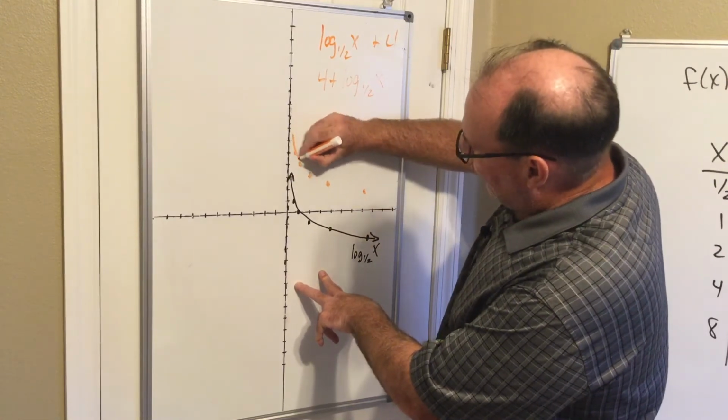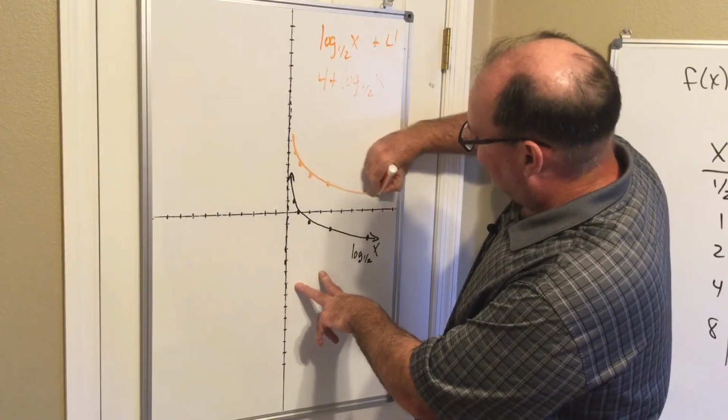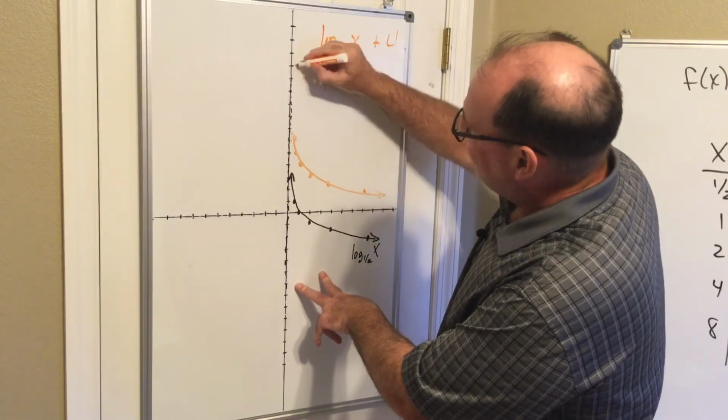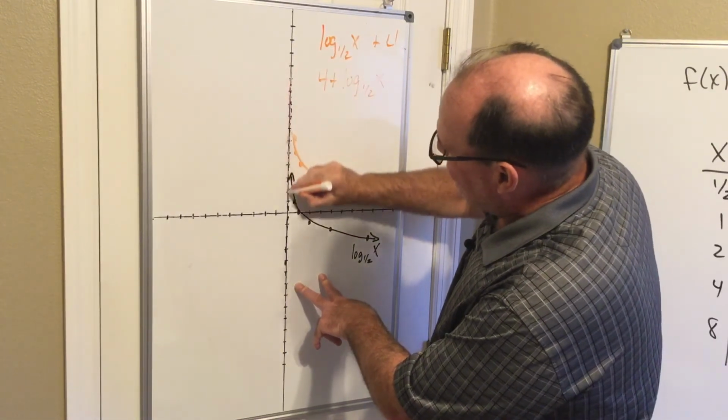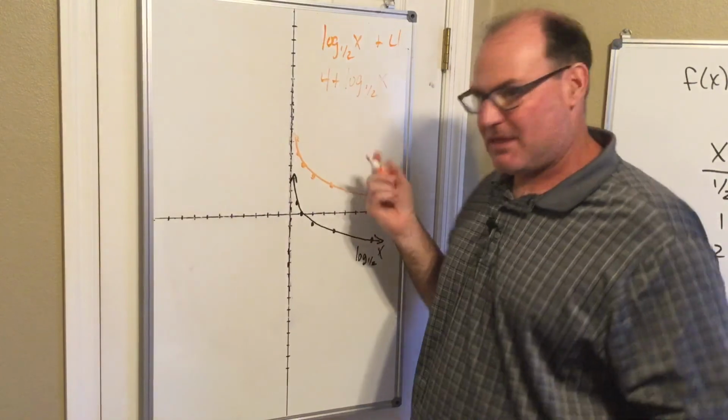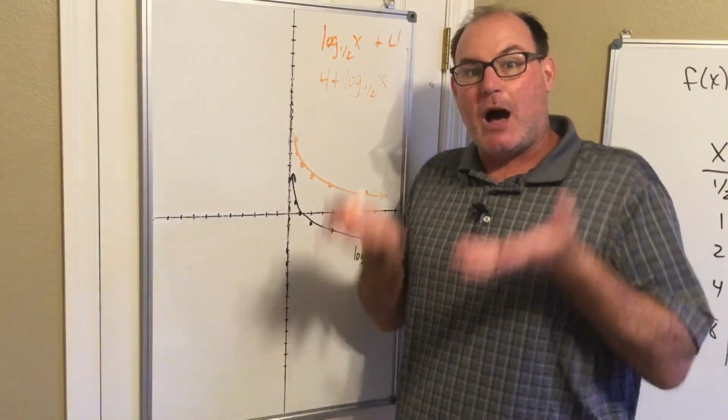And we get the same graph. We have not shifted the graph left or right, so the vertical asymptote stays right here on the y-axis. That does not change. And there is my graph that's been shifted up 4 units.